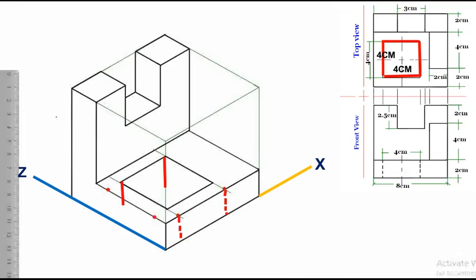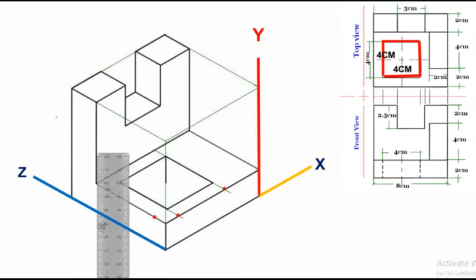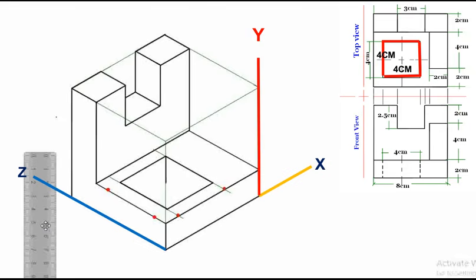The depth of the rectangular hole is parallel to the y-axis. Check its dimensions from the front view. Connect the endpoints of the vertical line with a line measuring 4 centimeters parallel to the z-axis and parallel to the x-axis.